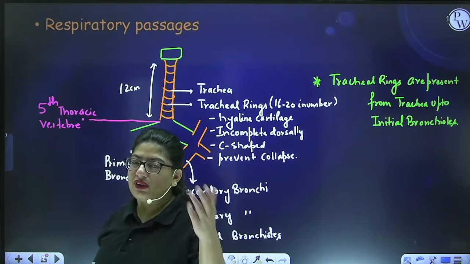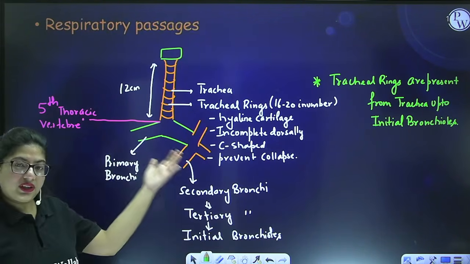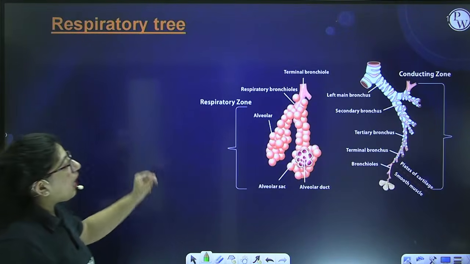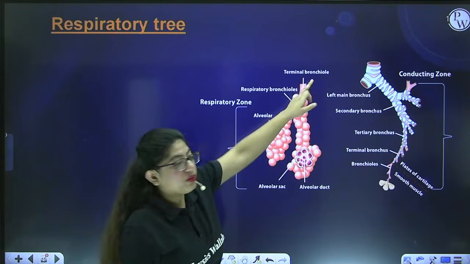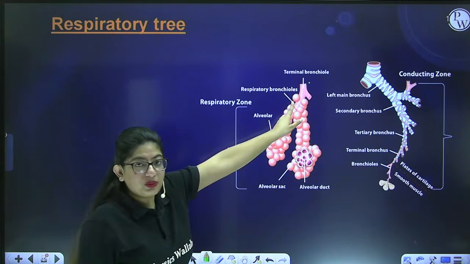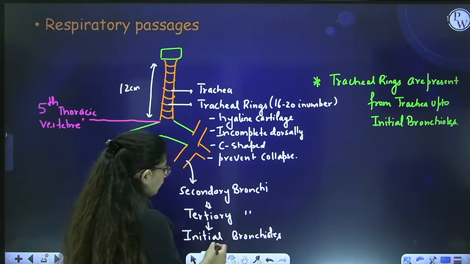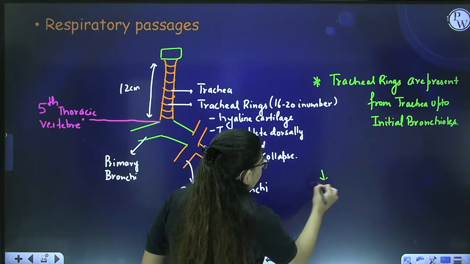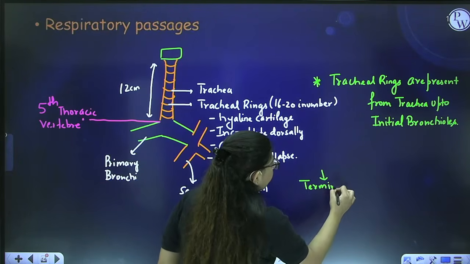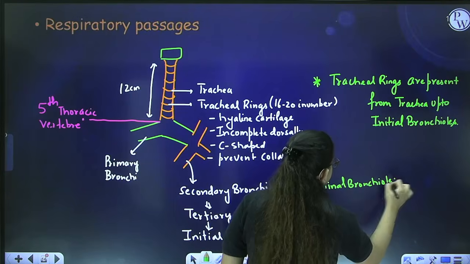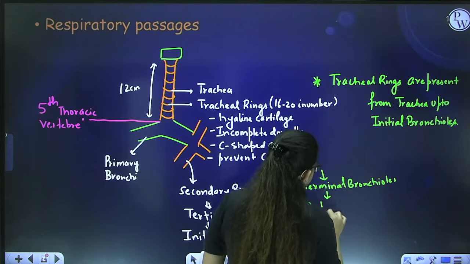So now what will happen next? The respiratory tree will keep on branching. After initial bronchioles, what will be formed? Terminal bronchioles, and then respiratory bronchioles. I'll continue here only. After initial bronchiole, what will be formed? Terminal bronchiole. After terminal bronchiole will come the respiratory bronchiole.